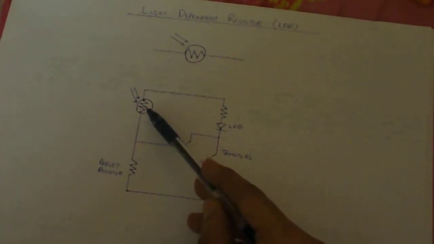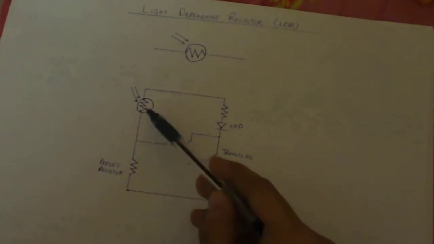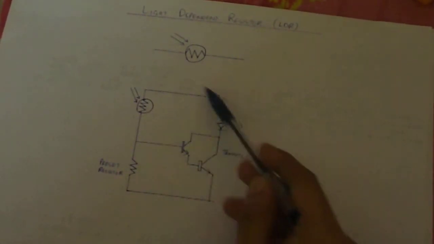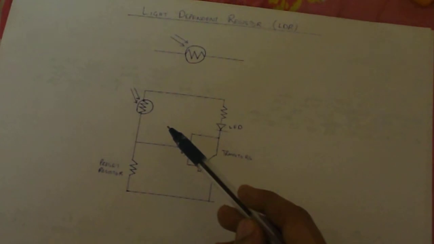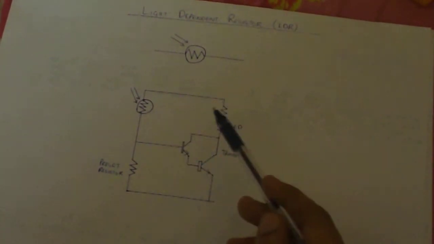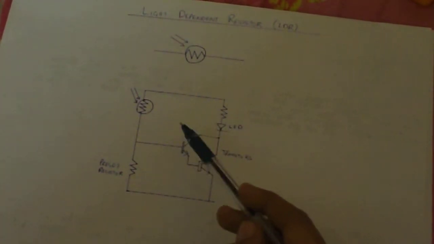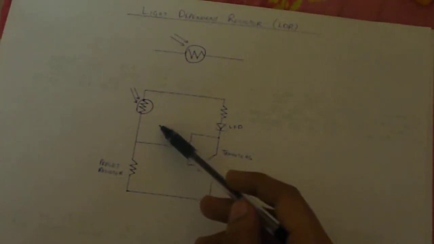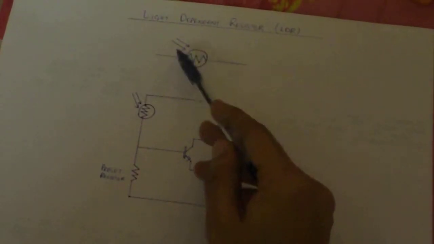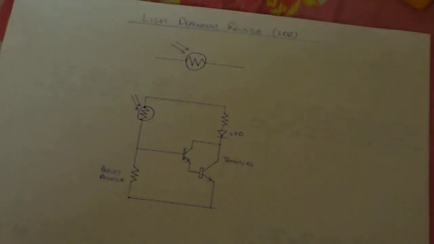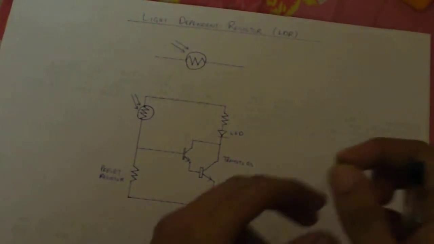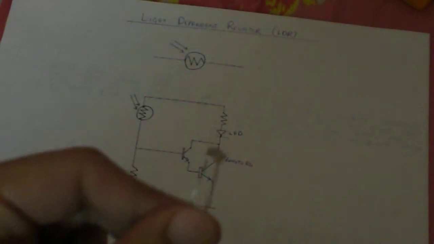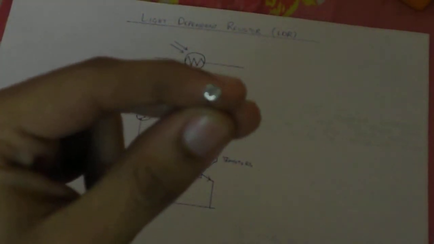When we interchange the position of the preset resistor and the LDR, this setup becomes dark activated LDR. When it's dark, it turns on. When there is ambient light, it turns off, just because the pull up pull down phases become vice versa. So this is how an LDR works. And the LDR used, the photoresistor used, is this one. Very small sized photoresistor.